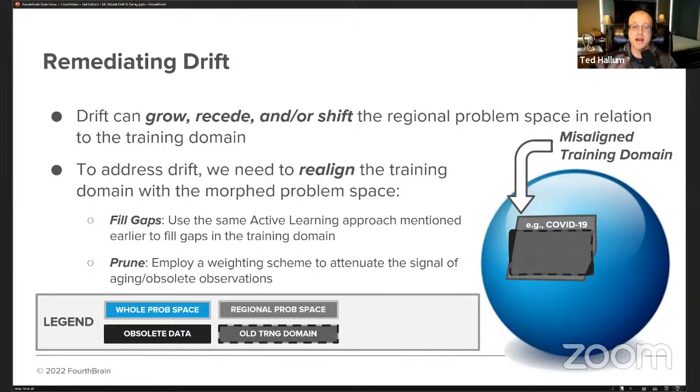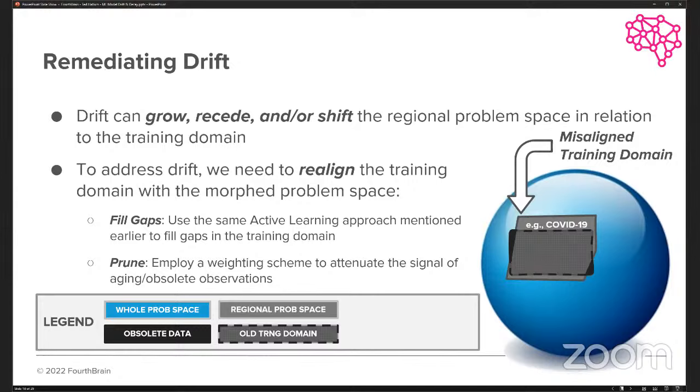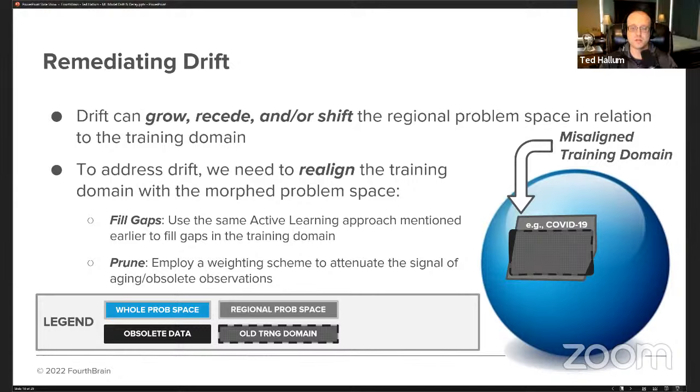So the same active learning approach that we talked about earlier, where for classifiers, we identify low confidence predictions near the decision boundary, and for regressors, we look for extreme outliers. That is a great way to again use that process to flag those observations, prioritize them for human ground truth labeling, and then augment the training set once again and prepare to retrain the model.